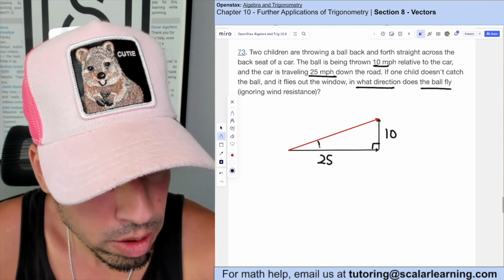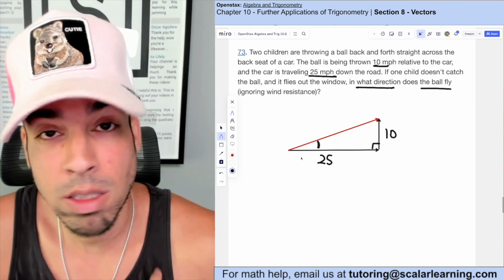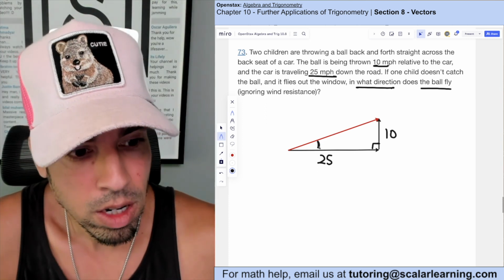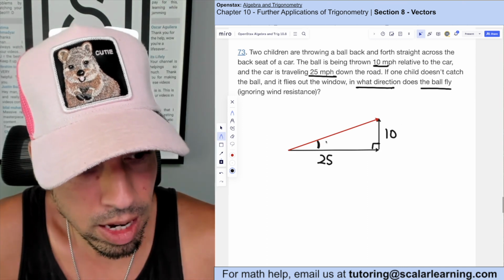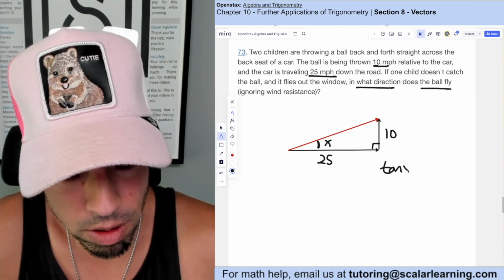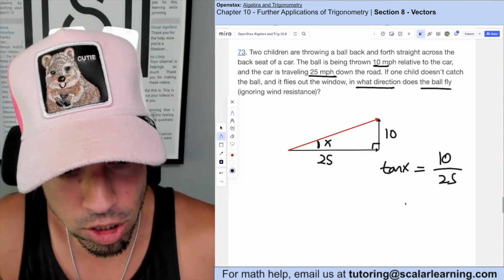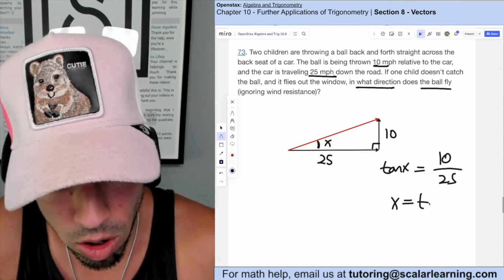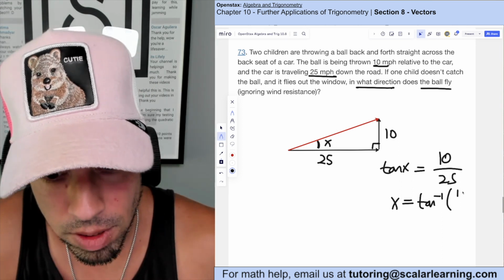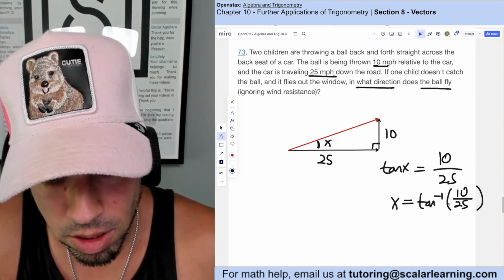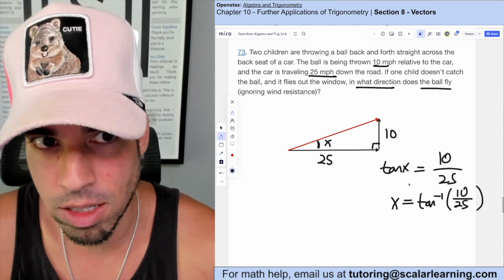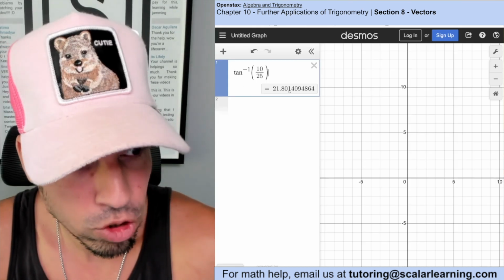So what we're looking for is this little angle, and this is great. This is all we need, because if you think about it, remember that angle, let's call it x. I can say tangent of x is equal to opposite over adjacent. So I just have to take arctangent to get that angle. Arctangent of 10 over 25, the opposite of taking tangent. Let's see that in Desmos. And we get 21.801 degrees.